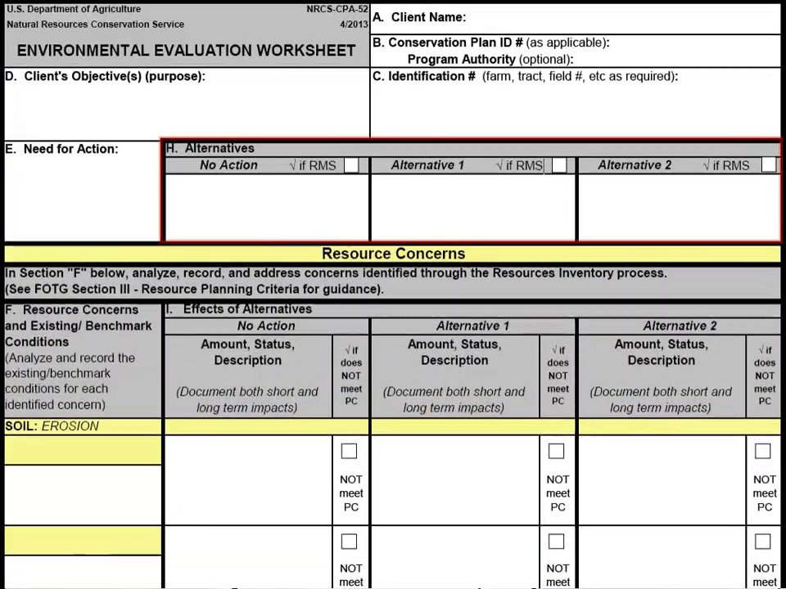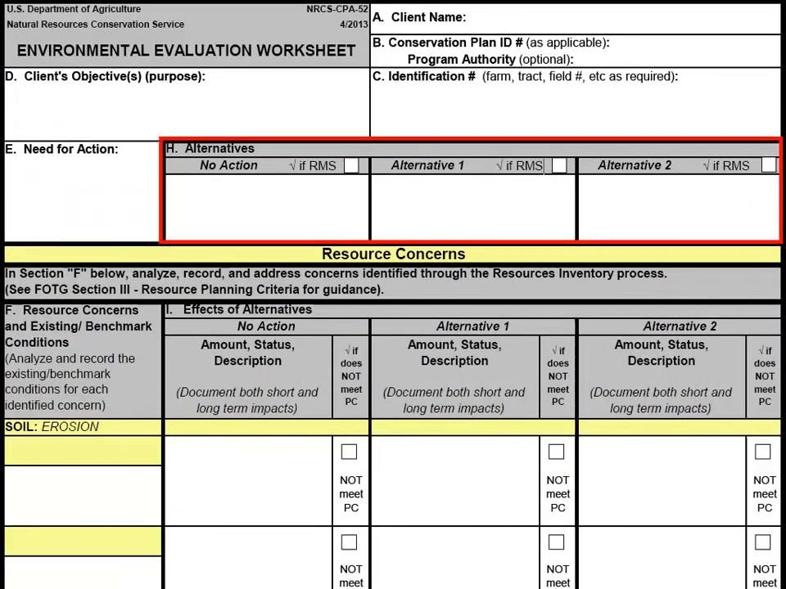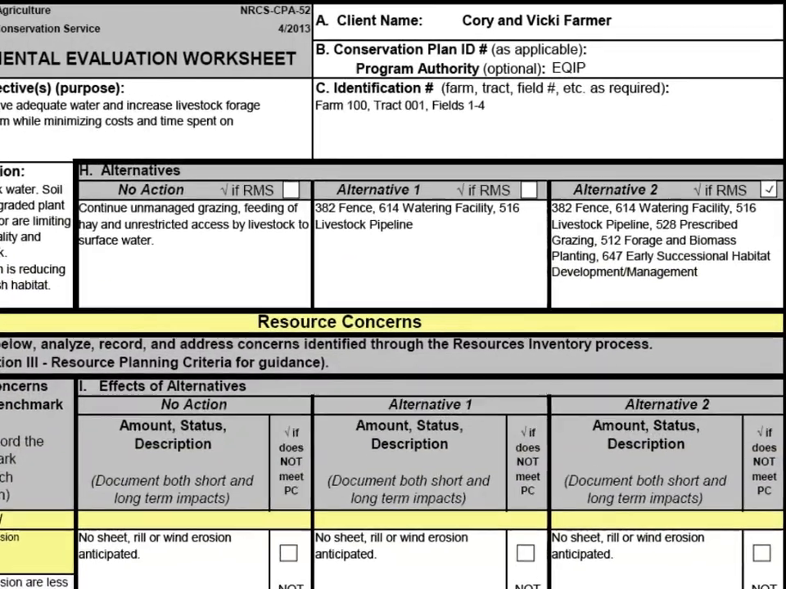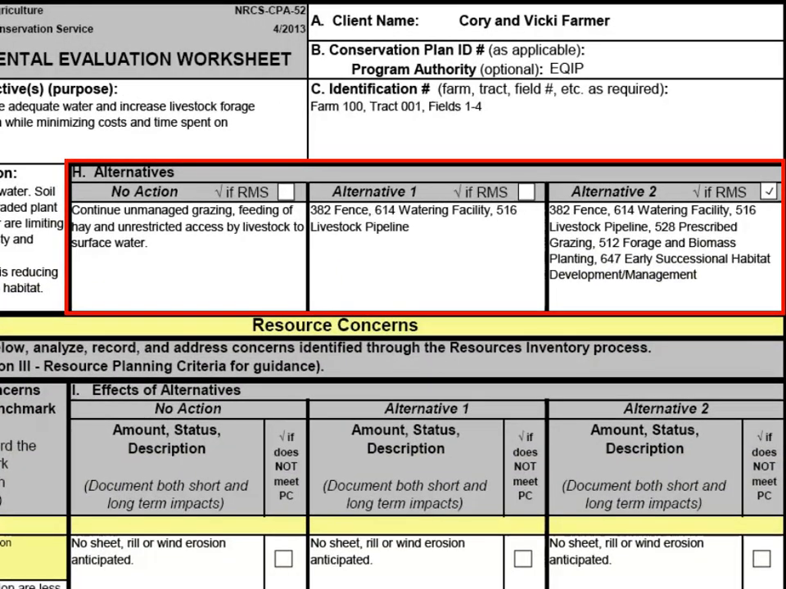Back up toward the top of the form in Section H, Alternatives, the alternatives, including the no action alternative, were recorded. Alternative 1 addressed Mr. Farmer's most immediate concerns, and Alternative 2 included conservation practices to address all the identified resource concerns. Both alternatives took human considerations into account. If you recall, Mr. Farmer had a limited amount of time, and this factor was considered when formulating alternatives.